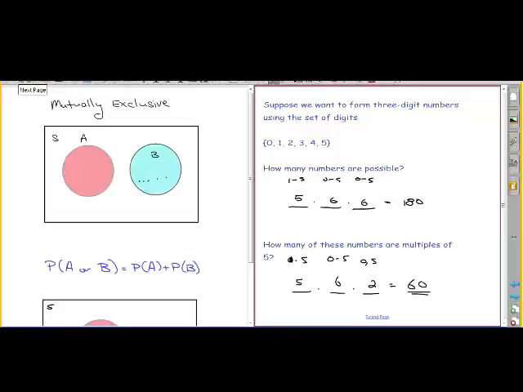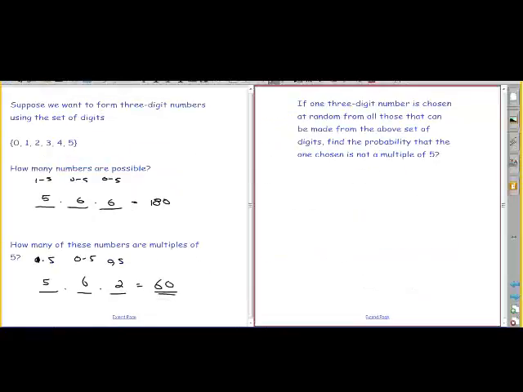So now we're going to answer a probability question. If one 3-digit number is chosen at random from all those that can be made from the above set of digits, find the probability that the one chosen is not a multiple of 5. So to answer the question, we haven't answered how many are not a multiple of 5, but we have answered what's the probability of them being a multiple of 5. So let's answer the affirmative question.